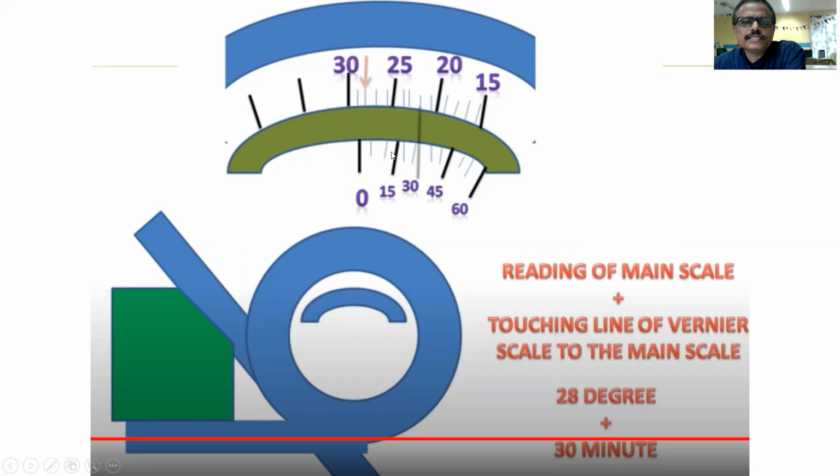In this case, it is here, the touching line of the vernier. So you can see the sixth graduation: first, second, third, fourth, fifth, and sixth. Sixth into 5 minutes, that is 30 minutes. So the total reading is 28 degrees and 30 minutes. So we can measure the angles very precisely using the bevel protractor.